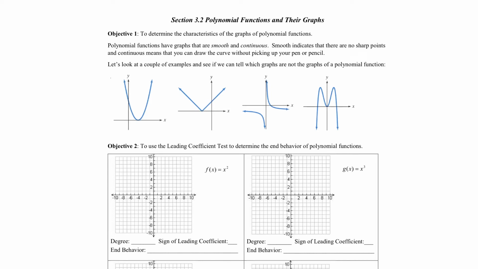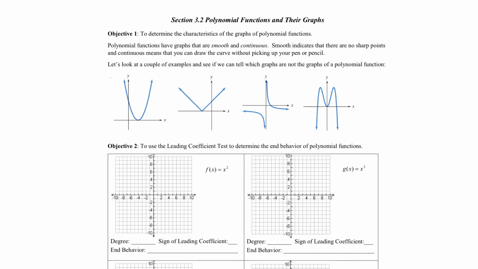Section 3.2, Polynomial Functions and Their Graphs. And our first objective is to determine the characteristics of the graphs of polynomial functions. Every polynomial function will have a graph that is smooth and continuous. What we mean by smooth is that there are no sharp points. So it's smooth, no pointy parts on the graph. And continuous means you can draw the curve without picking up your pen or pencil.